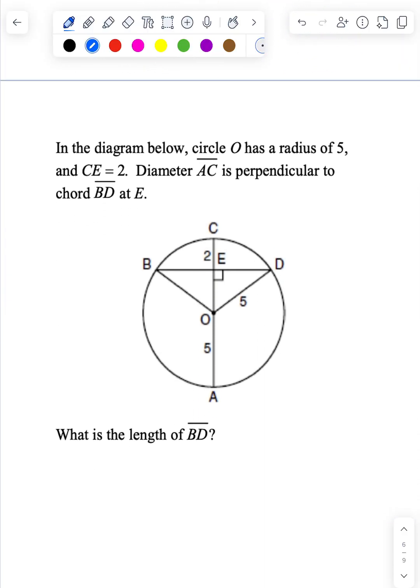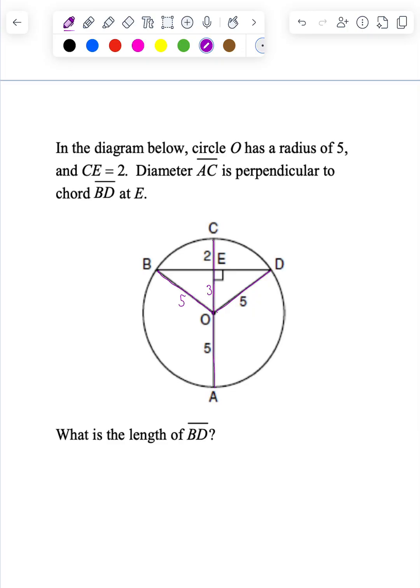Moving along to the next one. Circle O has a radius of 5. So I already see that OD is a radius, and it's filled in as 5, as is OA. But also CO is a radius. We already have the 2 part, so that means that needs to be 3 to make 5. And I also see that BO is a radius, so that's also 5. I just want to fill in as many as I can because all radii of the same circle are congruent. And CE is 2.